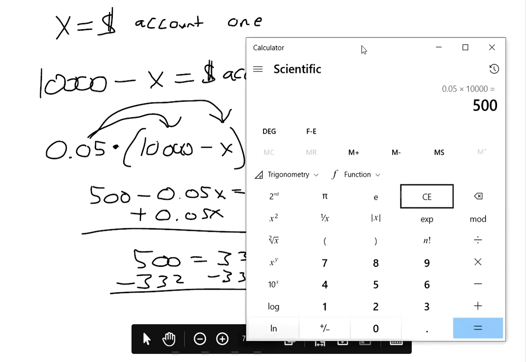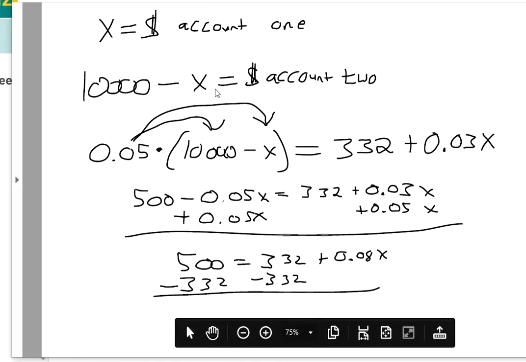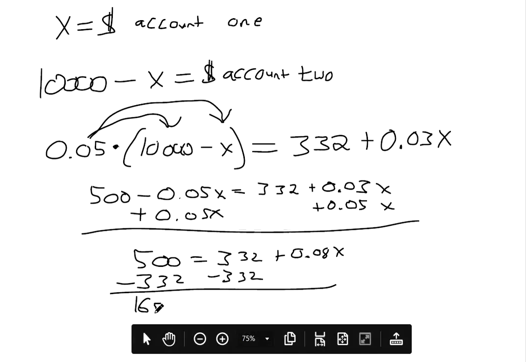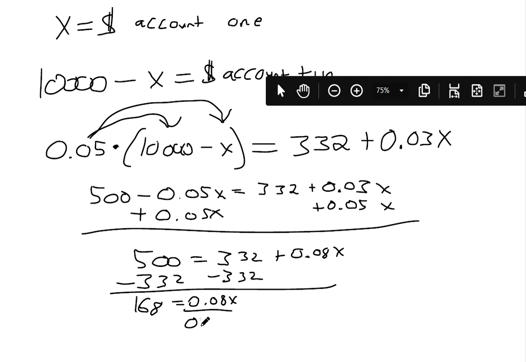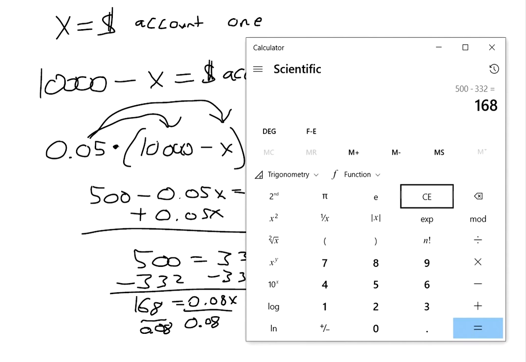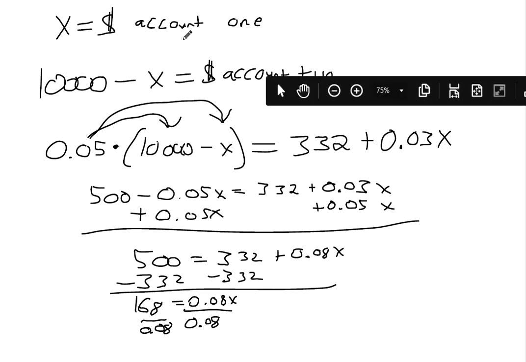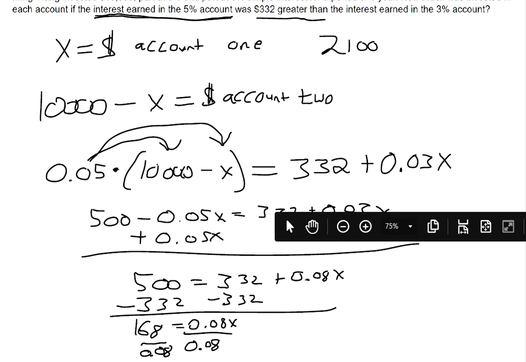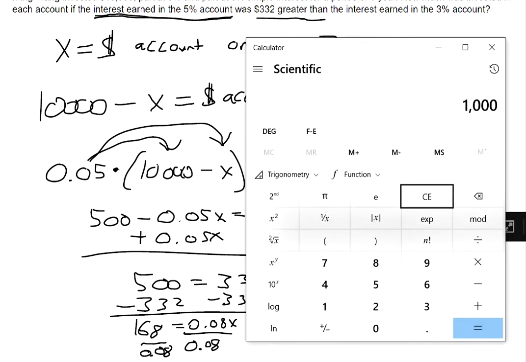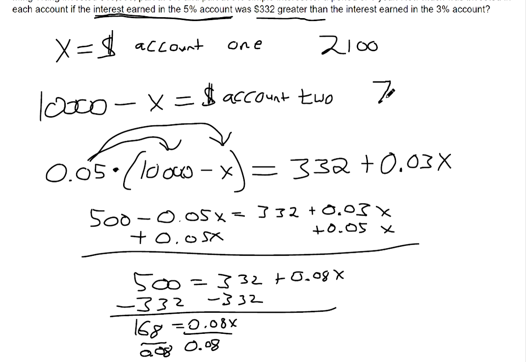So 500 minus 332 makes 168. Oops, makes 168. And then to get x by itself there, that's 0.08 times x. So we divide both sides by 0.08. So it makes 2,100. So that was the amount in the first account. 2,100 in the first account, and then they all have to add up to 10,000. So 7,900 in the second account.